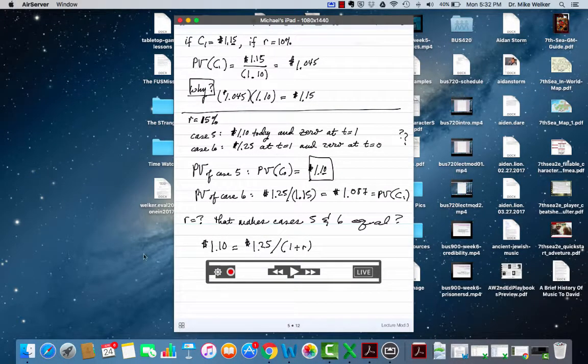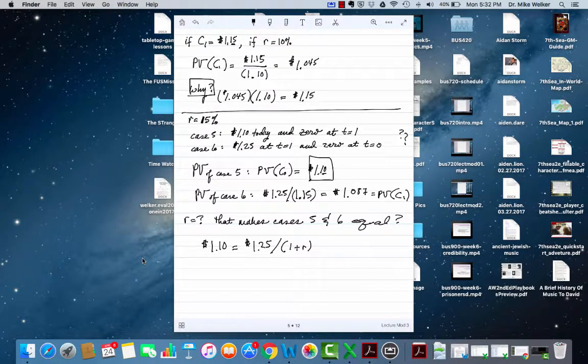Okay, once again live. Here we were just checking to see what interest rate R would make the future cash of $1.25 equal to current money of $1.10. That'd be like having $1.10 growing into $1.25. So let's do a little cross multiplying here.